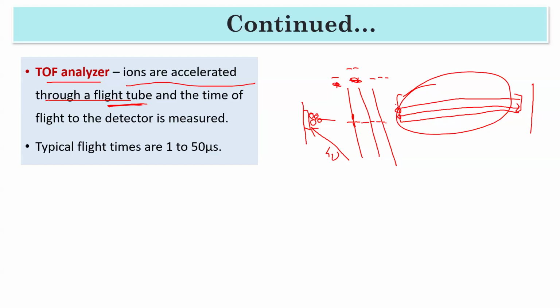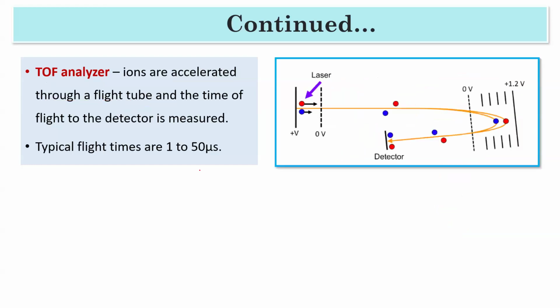And how much time your ion took from here to here, if you know this time for your ion, it can tell you the m by z for that. Okay, so I hope you understand. Yeah, so here you can understand better, I think.